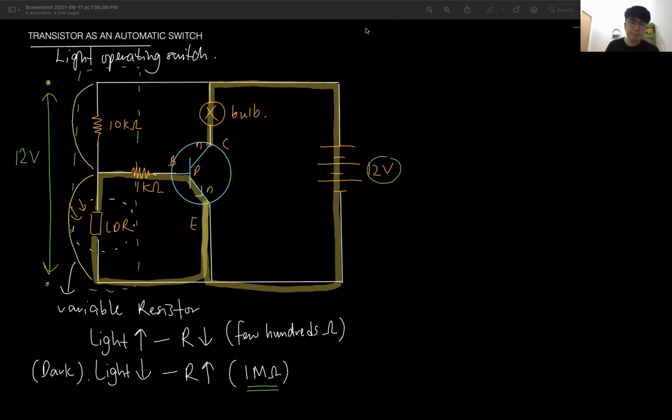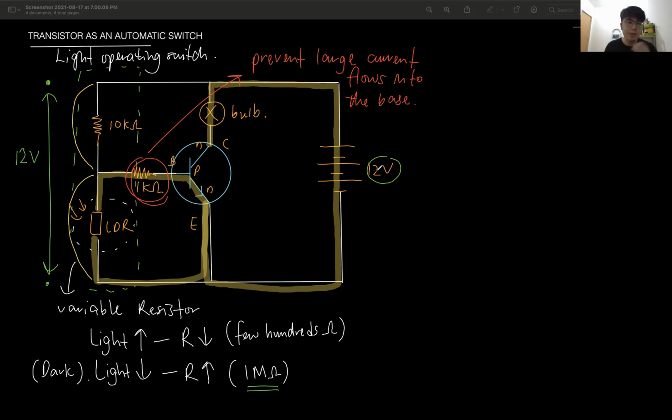What is the function of this 1 kilo ohm resistor? This 1 kilo ohm is to prevent too large a current flowing into the base, because we don't want too large a current flowing into the base. The base usually takes small currents, right? So this resistance I put here is to prevent large current flow into the base of the transistor. Otherwise, it will burn the transistor. If too large a current flows here, it will burn the transistor.